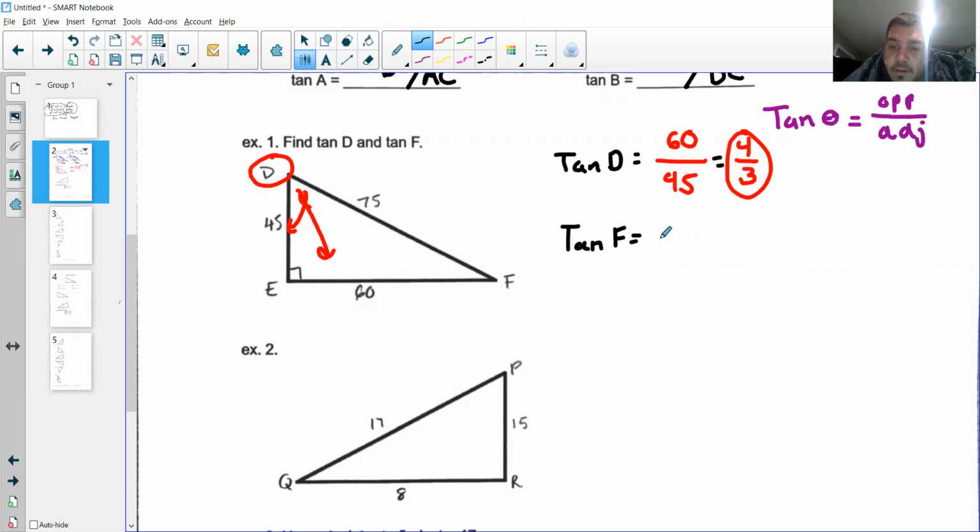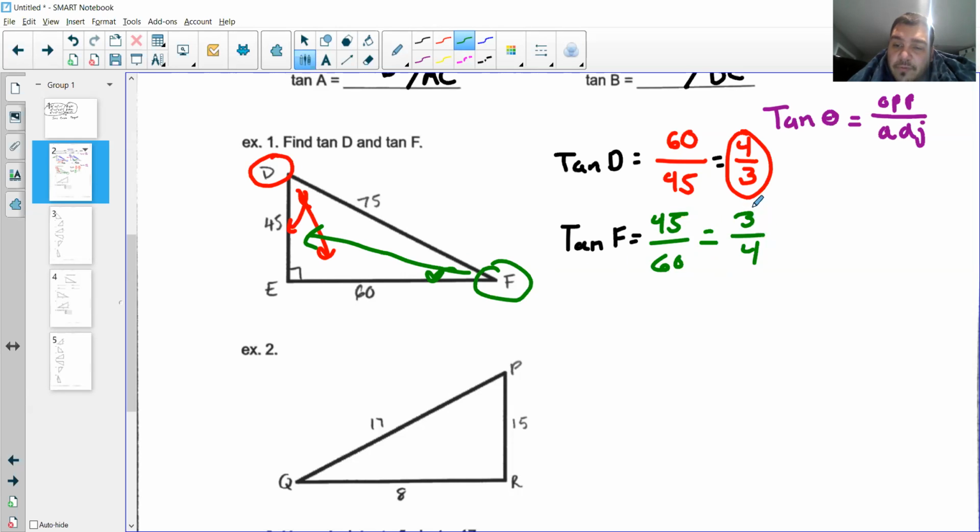Okay. Your next one, tan of F. Now I'm standing at this corner of the room. Because I'm standing at this corner of the room, the opposite wall is a different wall. So I look across the room and the 45 is on the opposite side, while the one next to me is 60. Take out a 15 out of both sides, 3 over 4.